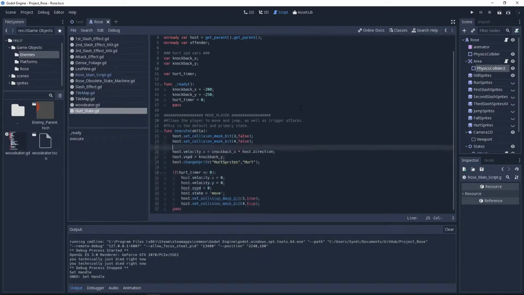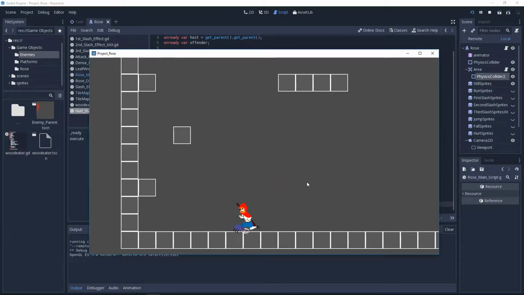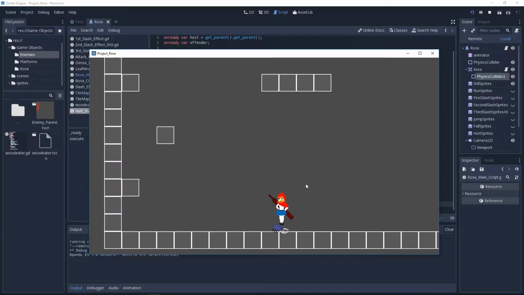Let this be a cautionary tale. See these two lines? Host.setCollisionBit mask true right here. And I guess false also is a part of it. This explicitly causes that interaction that you saw. This thing explicitly causes this to happen.